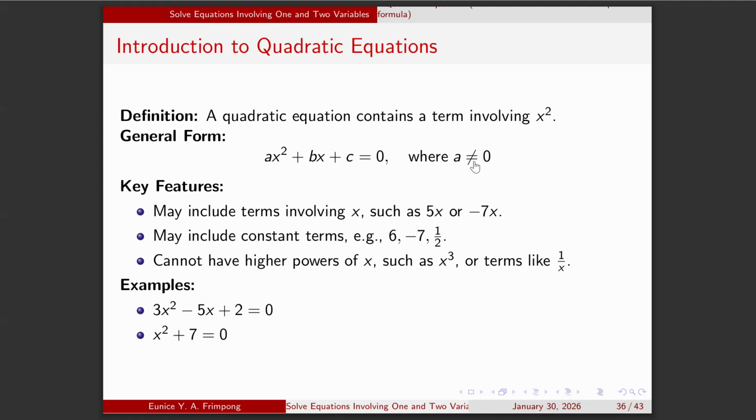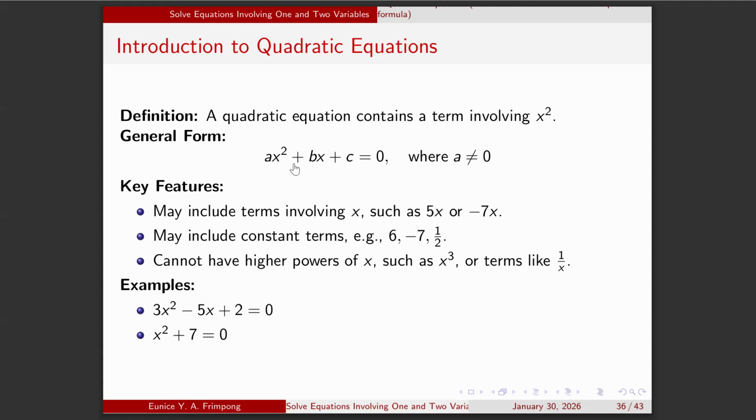Note that A cannot be equal to 0 because there has to be a term that has a square of 2 or has an exponent of 2 to make it a quadratic equation. As for B, it can be equal to 0, C can be equal to 0, but A cannot be equal to 0 because there has to be a term whose variable has an exponent of 2.